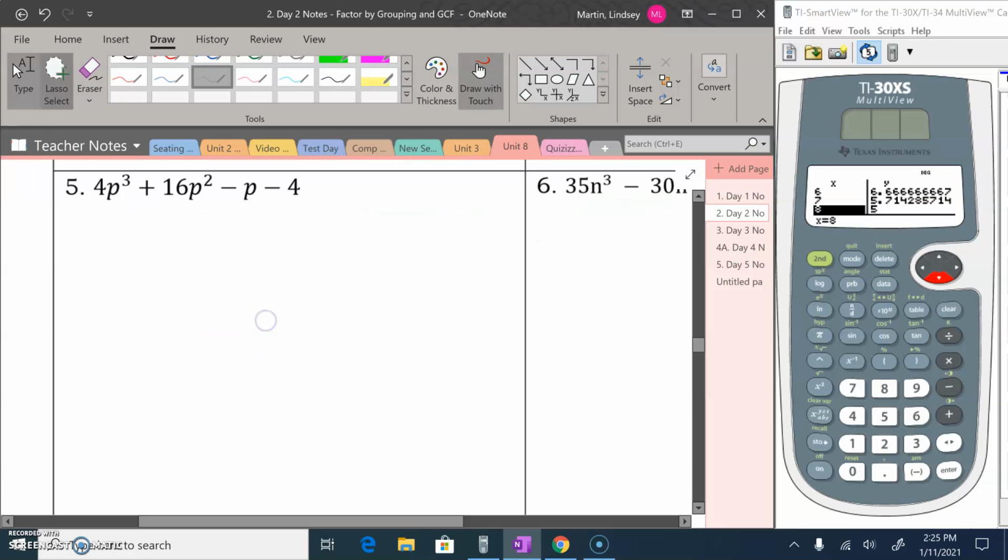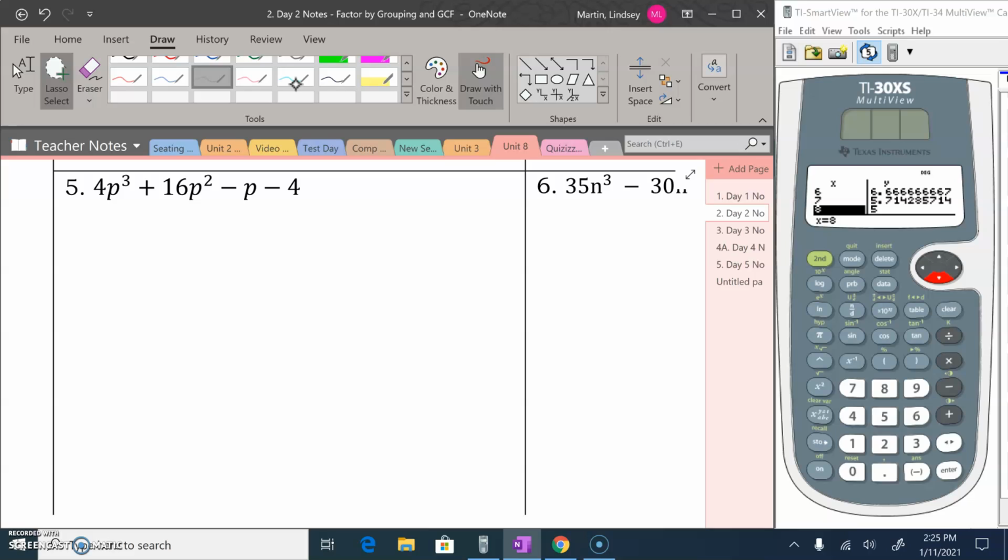Now on to number 5. 4p cubed plus 16p squared minus p minus 4. Take a second to group your terms together. Remember that there needs to be a plus in the center. Pause the video here.